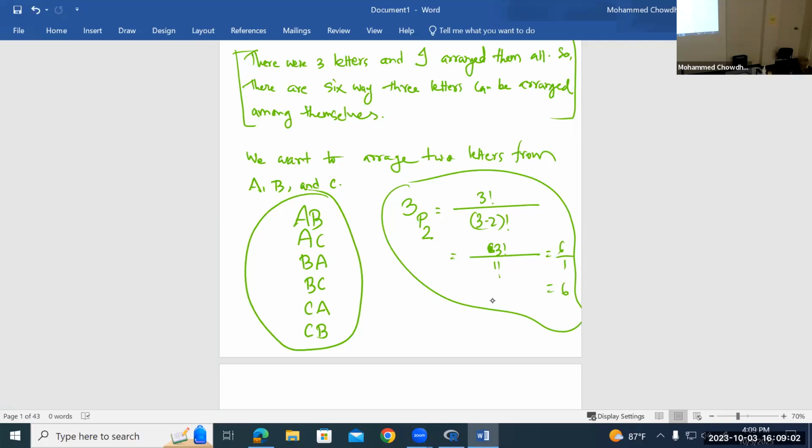Clear? Are you understanding? First, I started with basic principles of counting. Then I started permutations. Now I am going to combinations. Clear? Are you understanding? Okay.